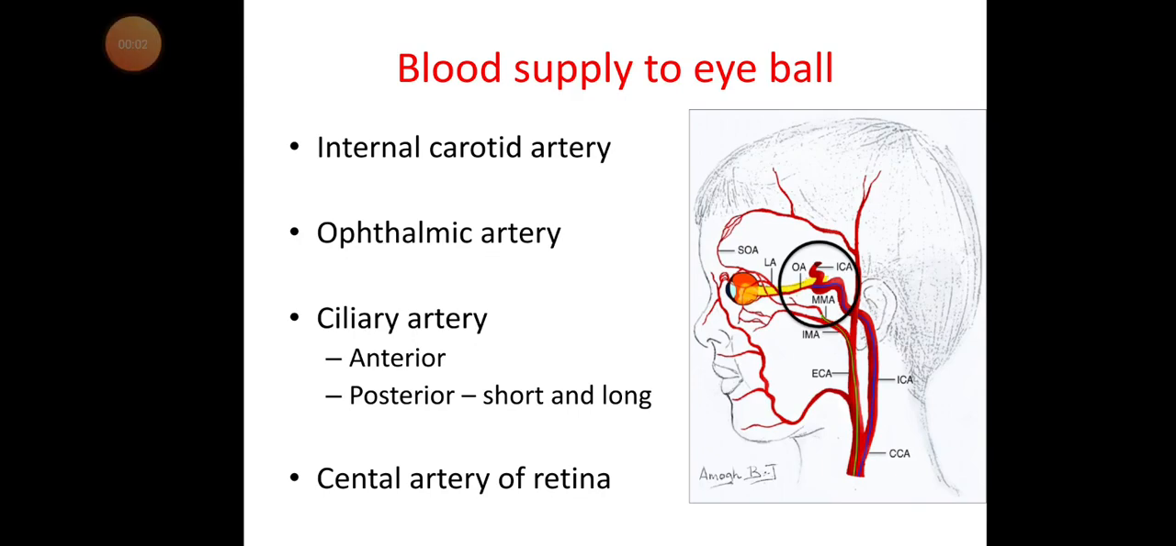Today we are going to discuss the blood supply to the eyeball. In previous lectures I have covered the detailed structure of the eyeball. So in this lecture I am going to cover the blood supply to the eyeball.